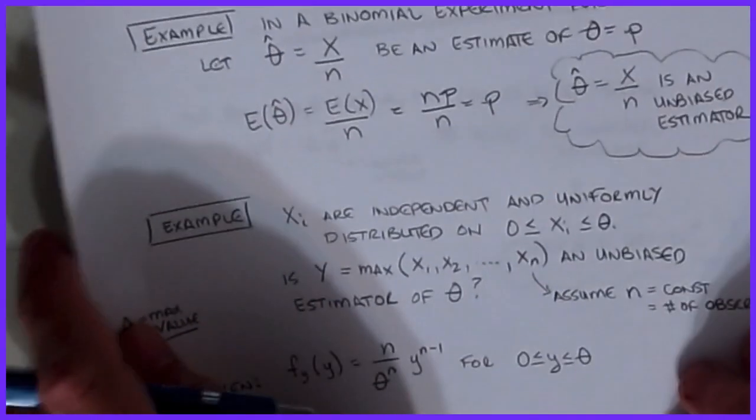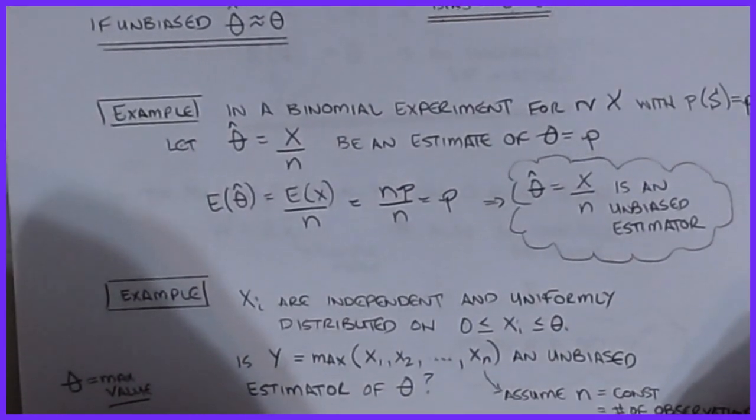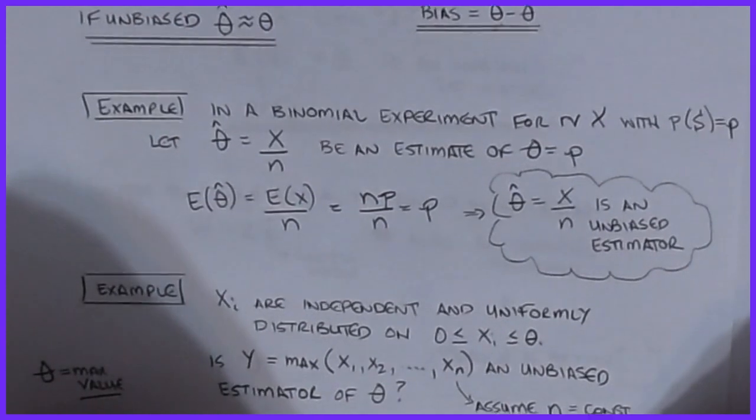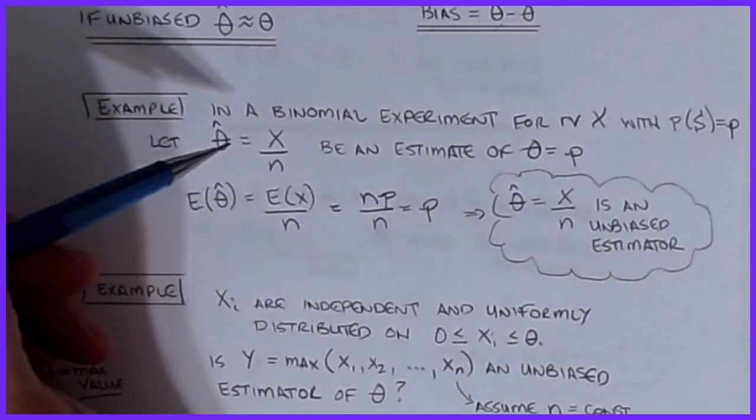So what can we do to come up with a predictor in which the bias isn't a significant factor? If we talk about a couple of examples here, just to illustrate what we're doing, the first one we have is a binomial experiment for a random variable x.